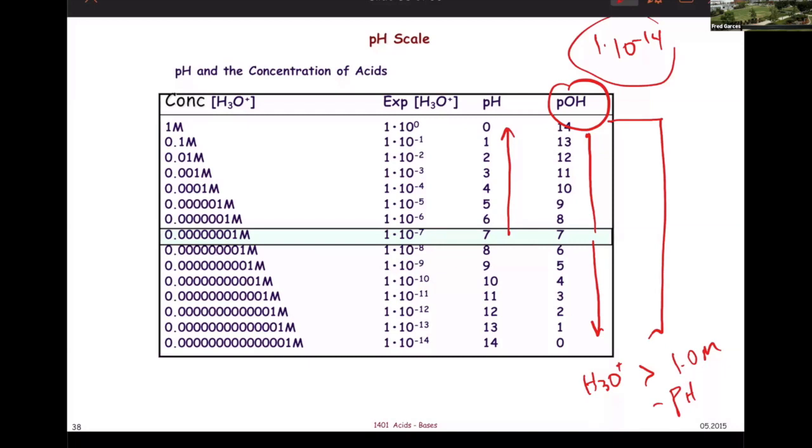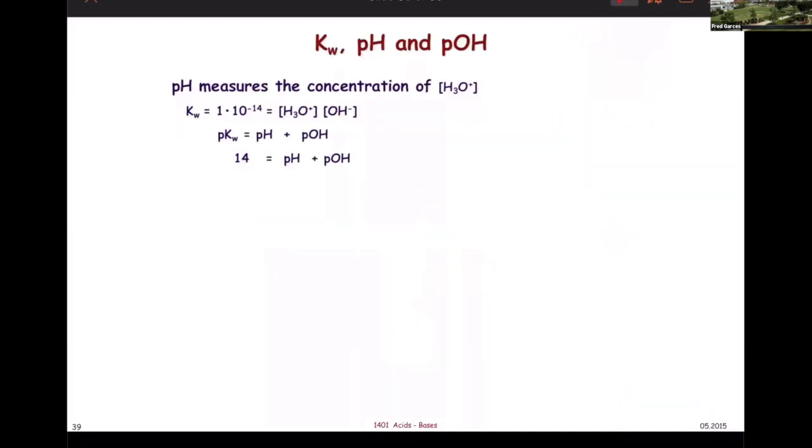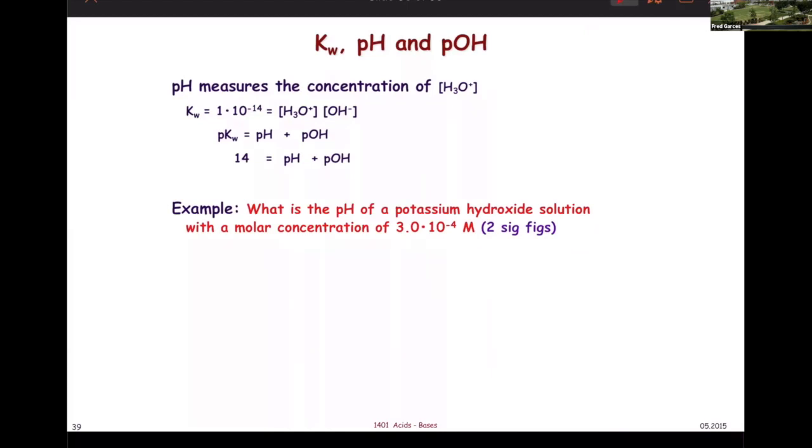This table looks pretty simplistic, but there are a lot of questions that could be asked based on the concepts of acid-base chemistry. So here's a question. What is the pH of potassium hydroxide with a molarity of 3 times 10 to the minus 4? So this is potassium hydroxide. I want to make sure that you understand what this question is asking, because potassium hydroxide is a base, and yet we're asking for the pH.